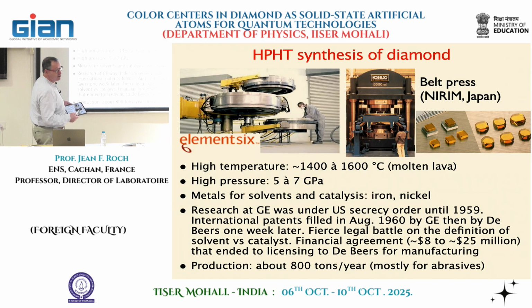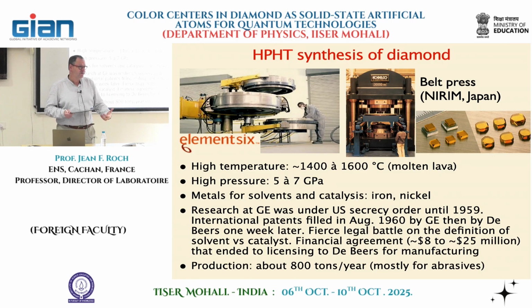So this is typically how we do HPHT synthesis of diamond. You have this type of press. Basically, the idea is to reproduce the conditions that you find in the Earth, for which diamond is thermodynamically stable. That means a very high temperature, around 1,500 degrees Celsius, and high pressure, up to 5 to 7 gigapascal. And that is obtained using this big tank.